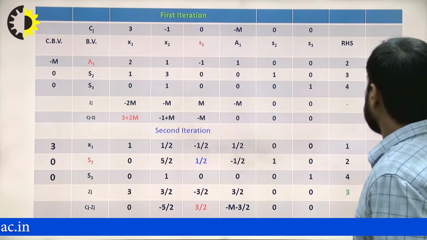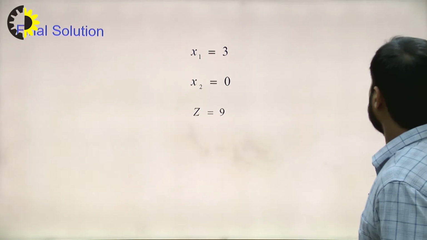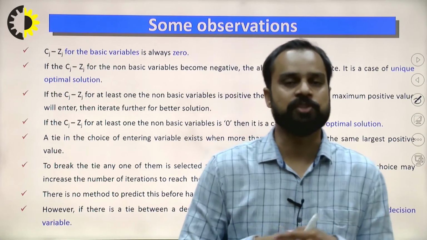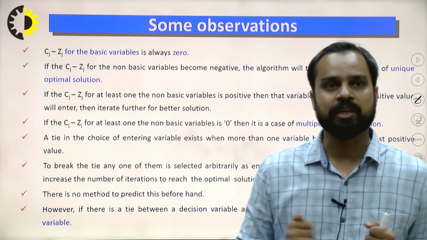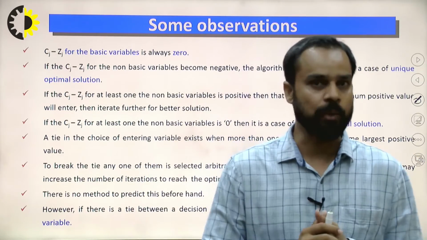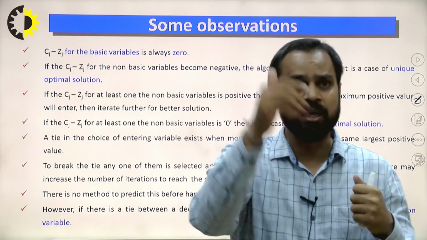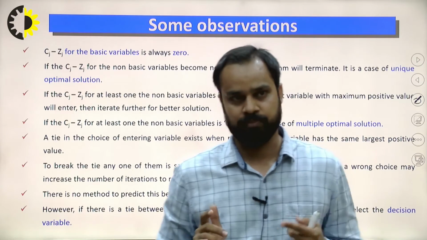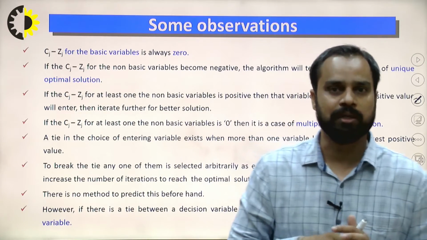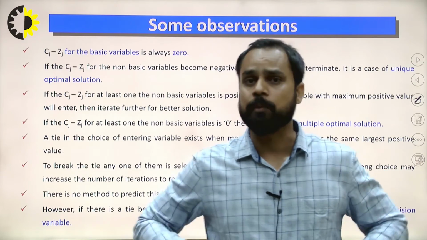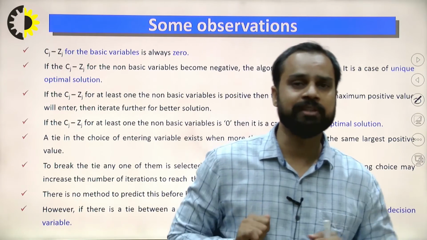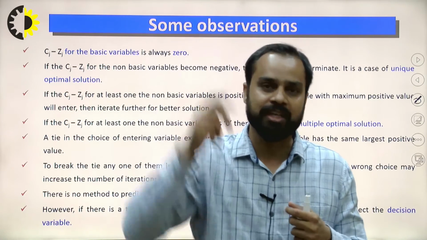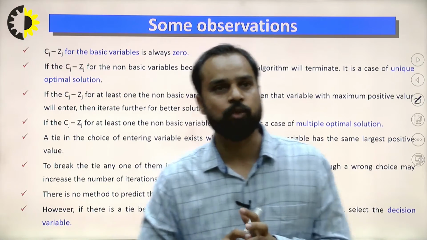So this is the problem we have discussed already, and these are some general basic observations we have to understand whenever we are solving any LPP by using the simplex algorithm. If we keep these observations in mind, it is very convenient for us to solve any problem correctly. Whenever solving an LPP by using the simplex method, keep these observations in mind, so that you realize you are solving the problem in a correct manner and proceeding in a correct way. So what are these observations?